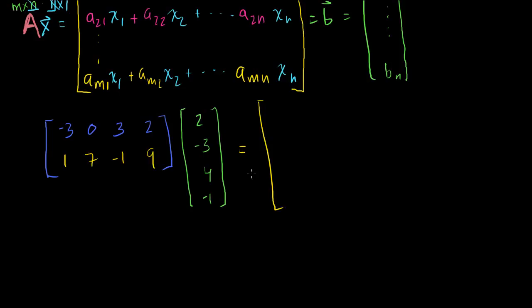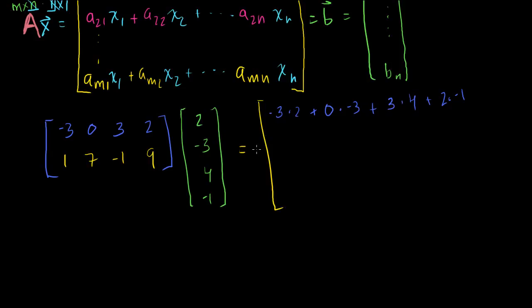And then the second entry here is going to be the dot product of this row vector with this column. So let's do it. So it's going to be -3 times 2, plus 0 times -3, plus 3 times 4, plus 2 times -1.